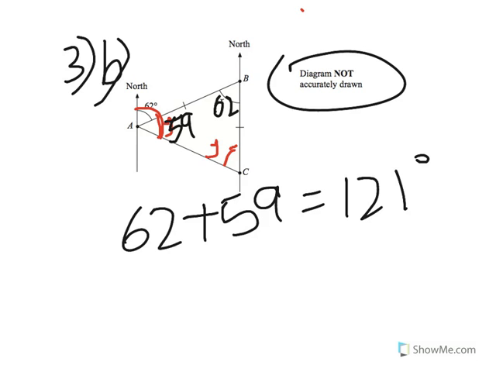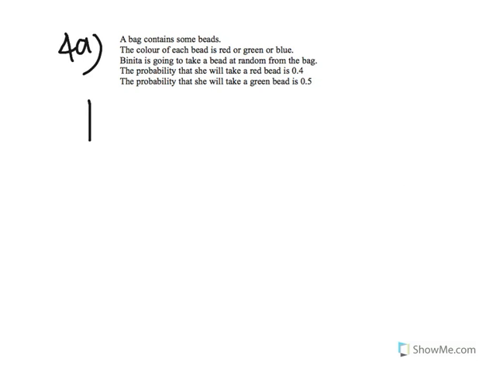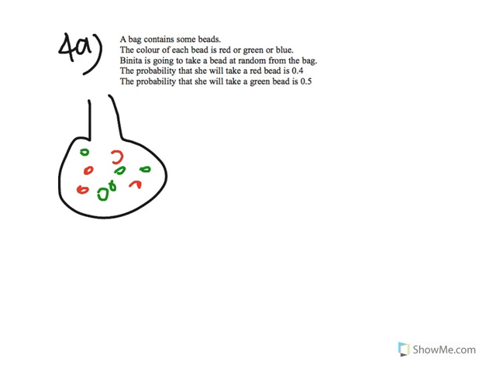Okay, so question 4 says that there's this bag over here, and it contains some beads. It contains either red, green, or blue. And what it says is the probability that it'll take a red bead is 0.4, a green bead is 0.5. Now in 4a, you have to work out the probability that she'll take a blue bead.